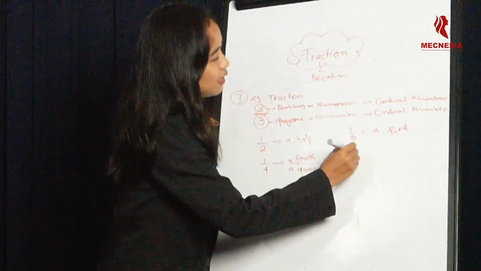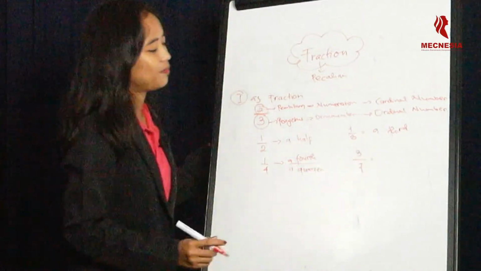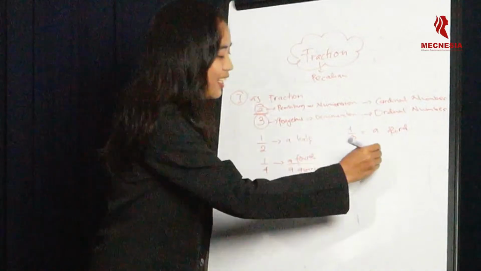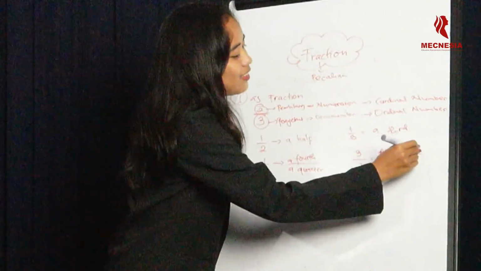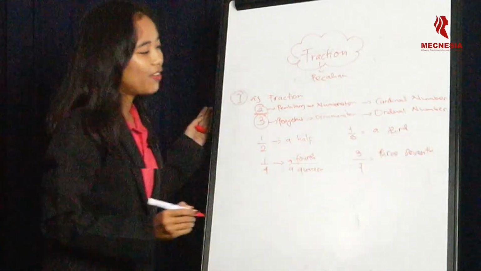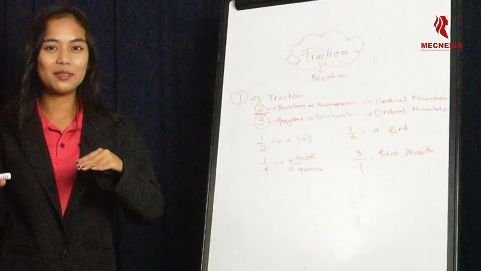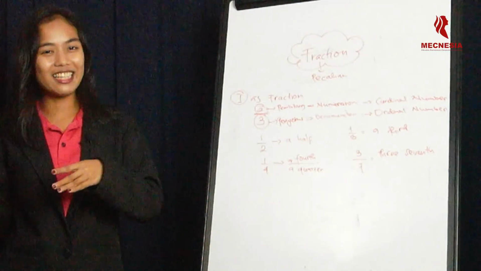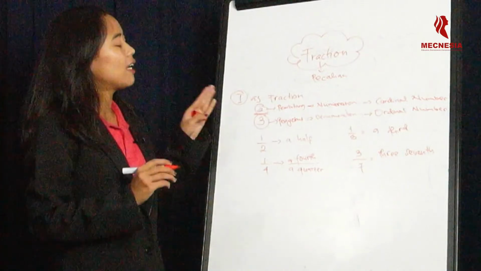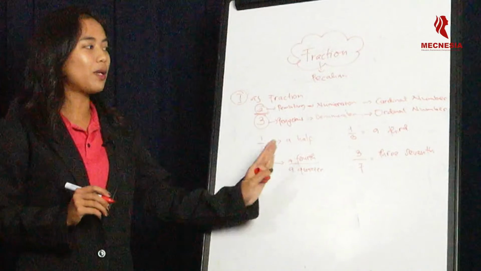Next. 3/7 gitu misalnya. Berarti three sevenths. Three sevenths. One more time. Three sevenths. Very good.